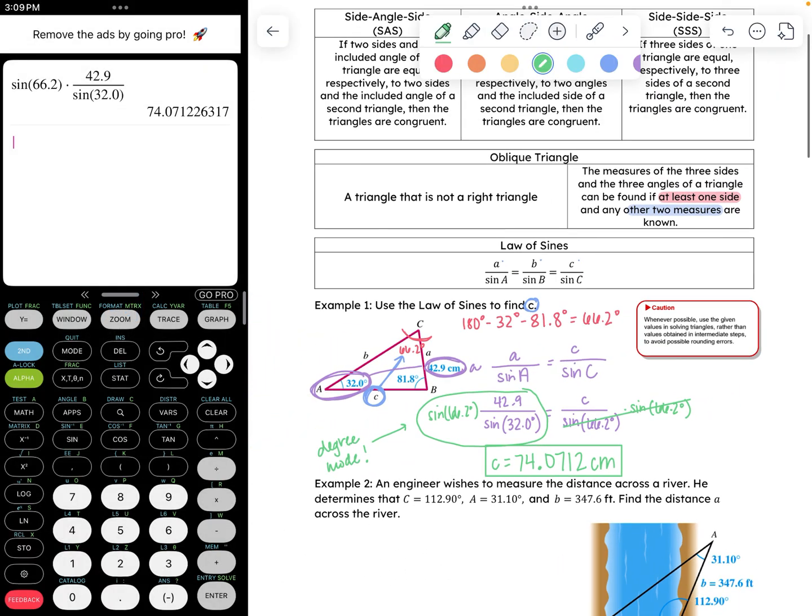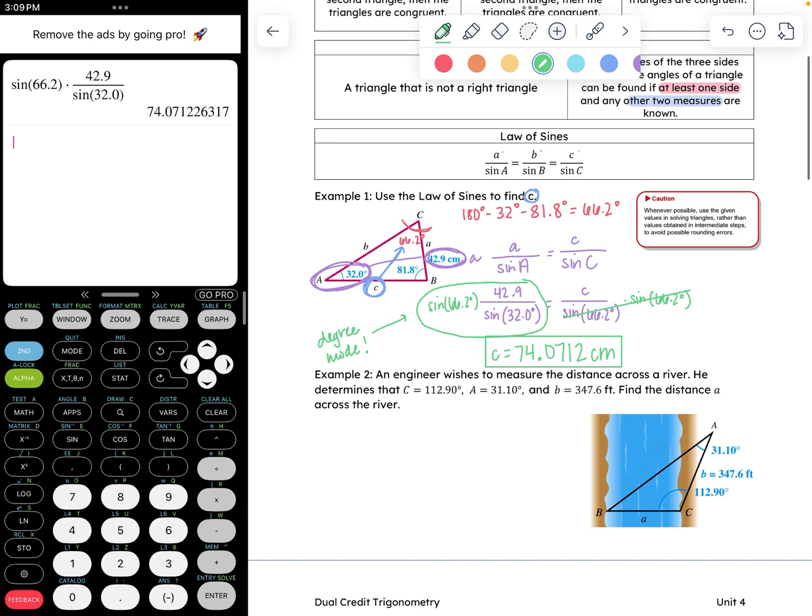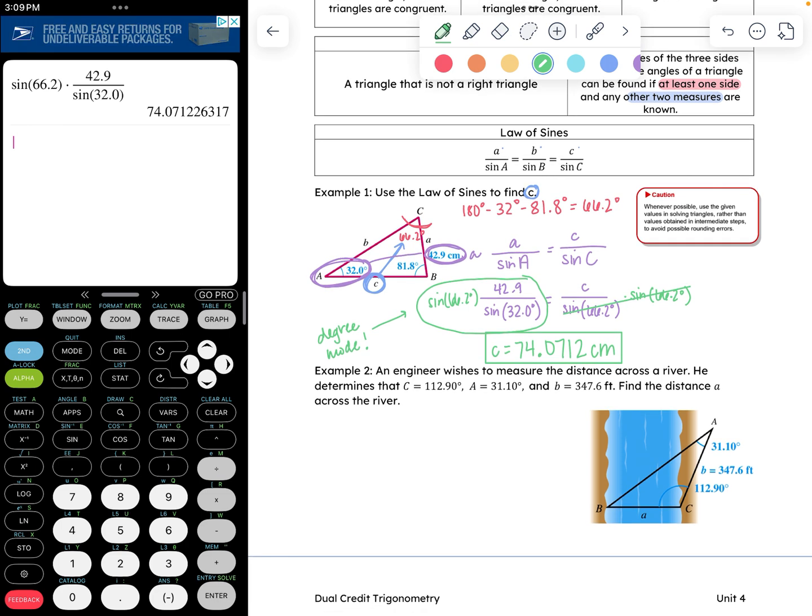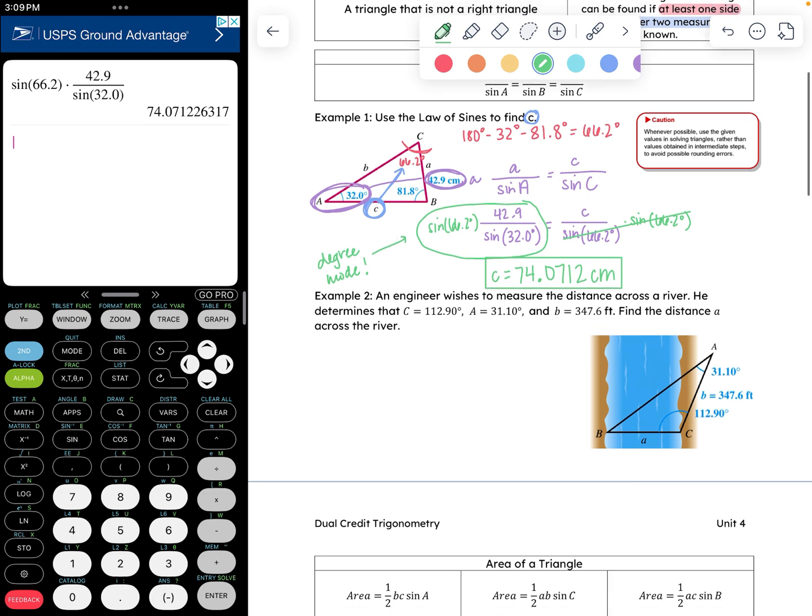Okay, let's look at another example. I'm going to leave my calculator up because we're probably going to use it for pretty much every problem for the first section of the notes. It says an engineer wishes to measure the distance across a river. He determines that angle C is 112.90 degrees, angle A is 31.10 degrees, and side B is 347.6 feet. Find the distance A across the river.